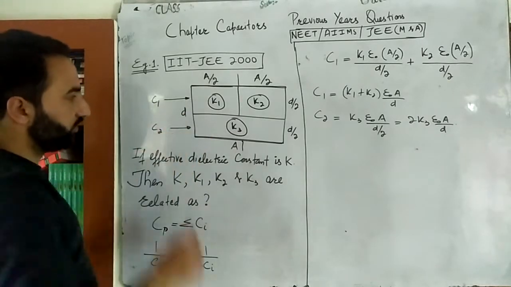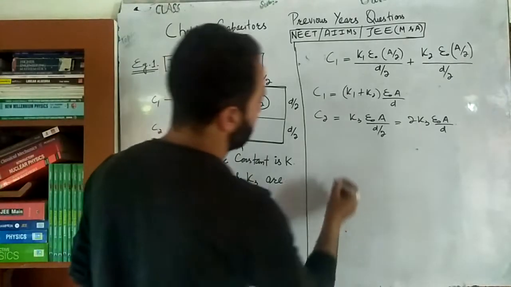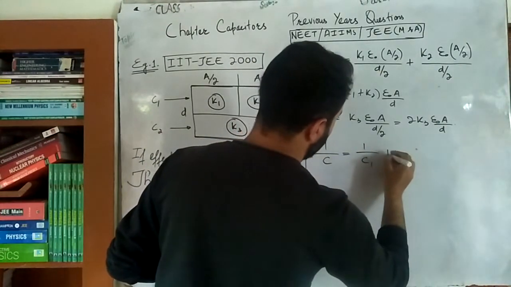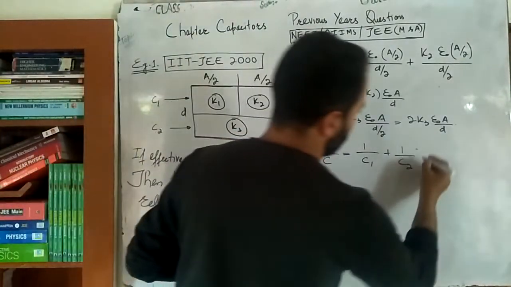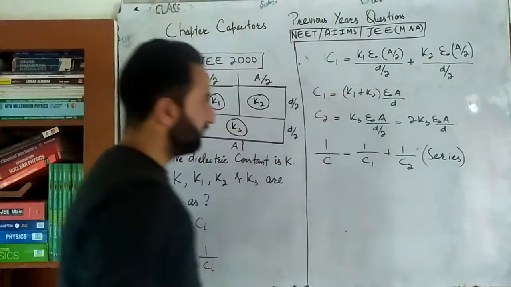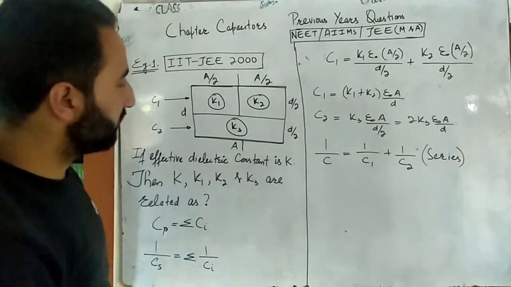Now this C1 and C2 are obviously connected in series or parallel? Series. Now when they are connected in series, the equivalent capacitance is given by 1 by C equal to 1 by C1 plus 1 by C2, obviously because they are connected in series. So this is the equation for the series combination. Okay, so let's write down C. What is the value of C here?